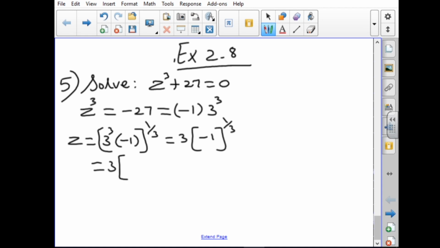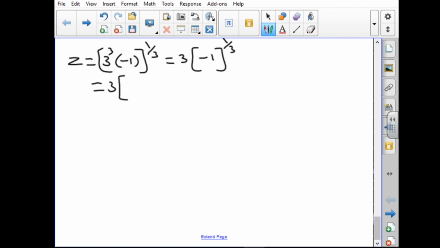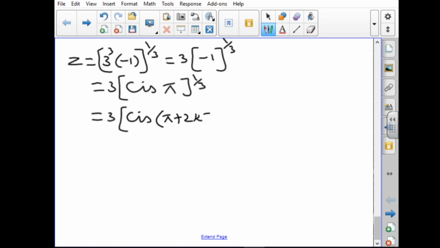First step, write minus 1 in the polar form. So what is the polar form? Cos pi plus i sin pi. So cis pi the whole power 1 by 3. Second step, add 2k pi to the argument. So cis (pi plus 2k pi) the whole power 1 by 3.